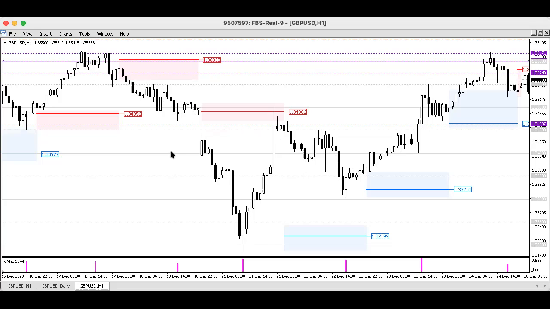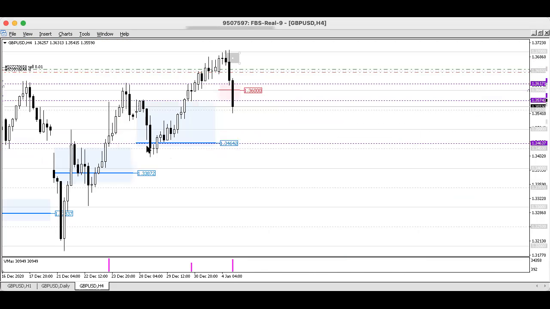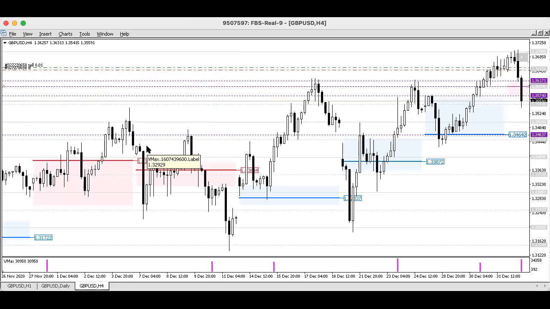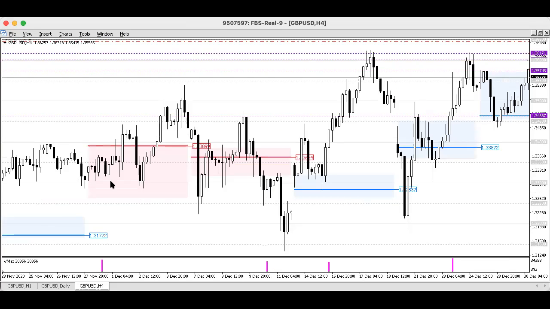So that's basically it. This is the 1 hour time frame. If you go into 4 hour, it's also the same. It also gives you the same scenario.